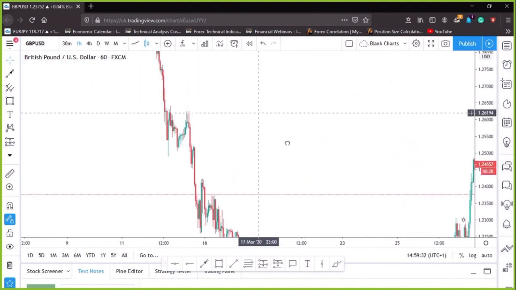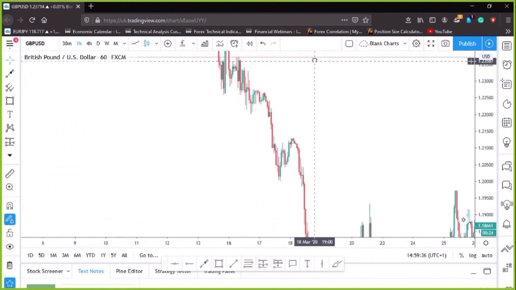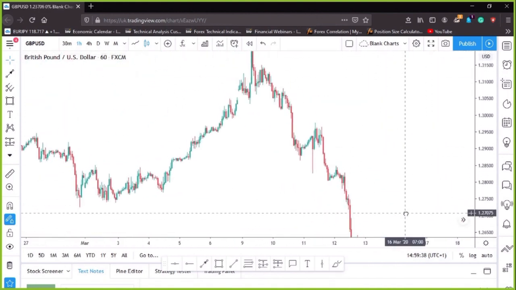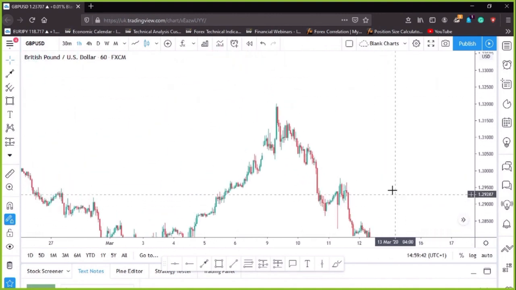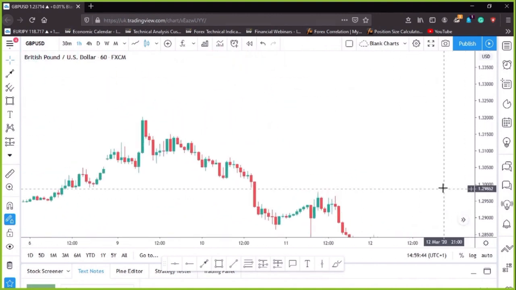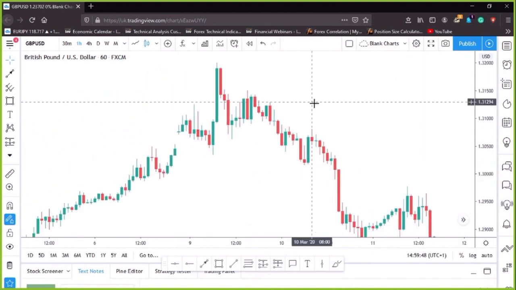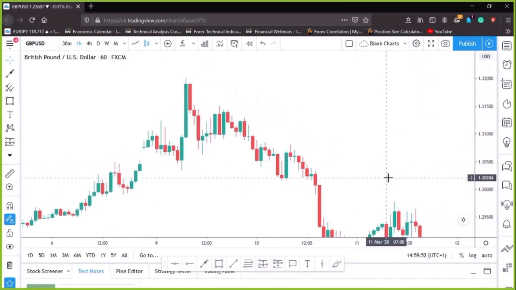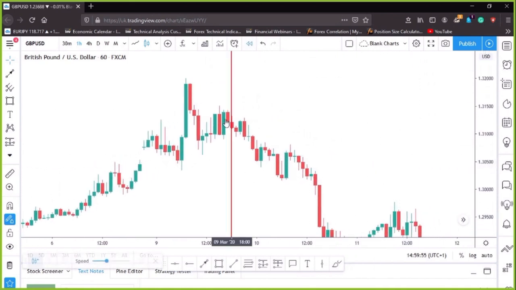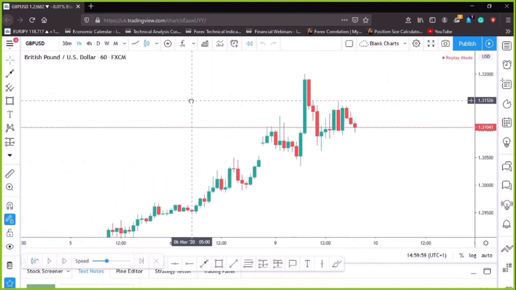Let's find a trending bit of market. I'm going to take this bit of market because this bit's just plummeting. We can all see this is just falling. Let's start from this very top bit. I know it's cheating a bit because we know it's going down, but, you know, training purposes and all that. Because this is the start of our downtrend.